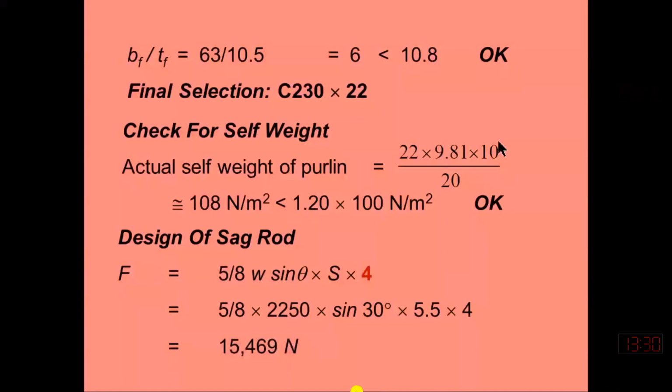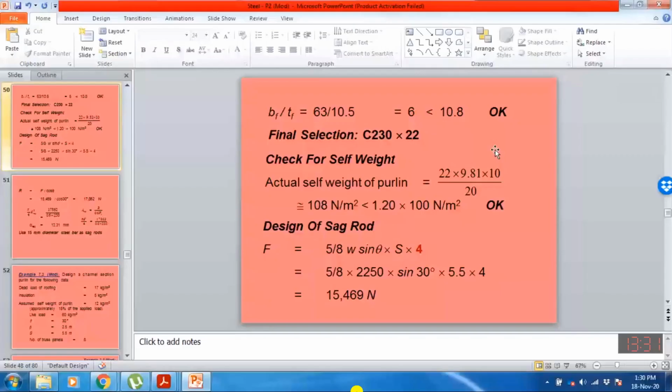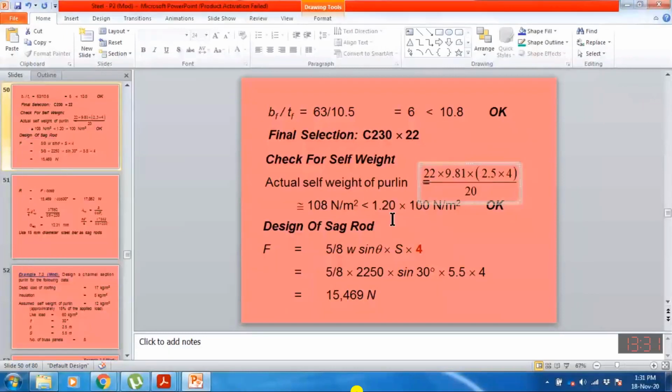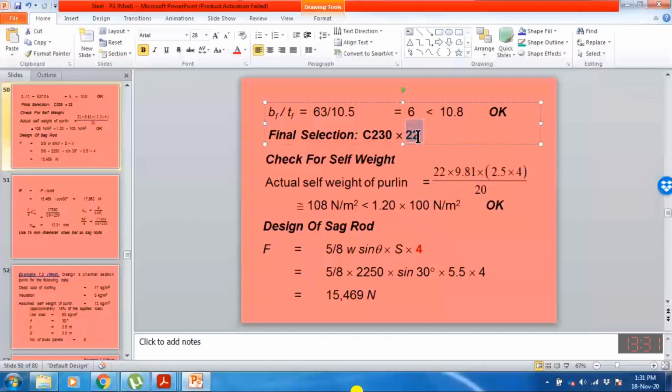This n value is the number of purlins on one side, which equals half length, which is 2.5, into 4, divided by the total length of the truss. Or, if you know the total weight, which is 222 kilograms actual weight, you can also compare by another way.